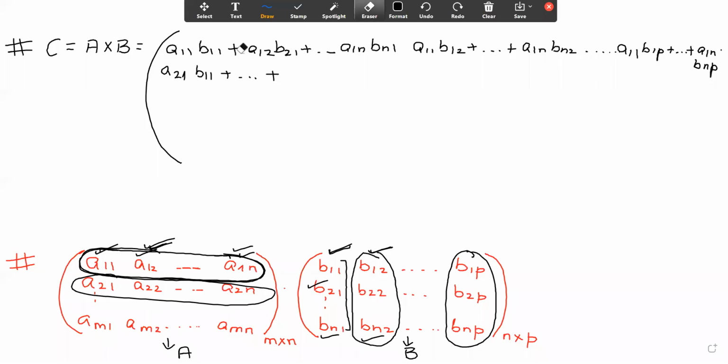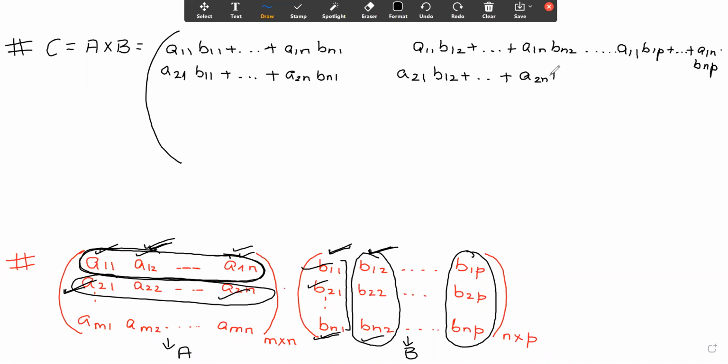Here also, guys, let me just, for simplicity, take two terms so that it's crystal clear to all students. This will be A1n times Bn1. Here also I am taking A21 into B11 plus dot dot dot A2n into Bn1. My second term will be the second row multiplied with the second column. So A21 into B12 plus dot dot dot, I can stretch it to A2n into Bn2.